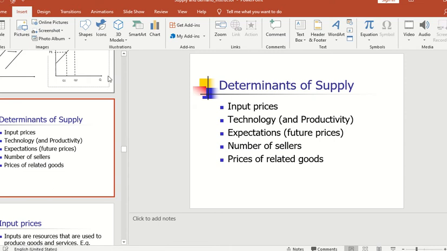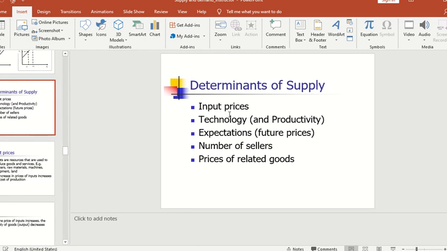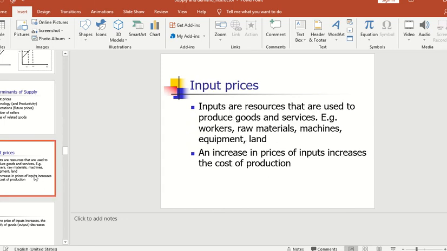So, what are some of the factors that can affect supply? We call them determinants of supply. These are some of the determinants of supply: input prices, technology and productivity, expectations of future prices, number of sellers, and the prices of related goods. So, let's talk about it one by one.